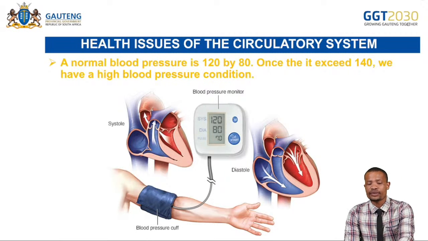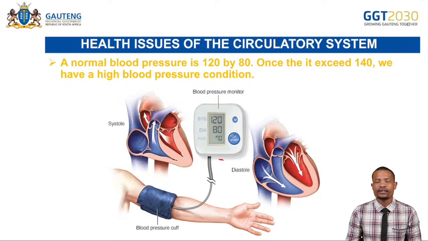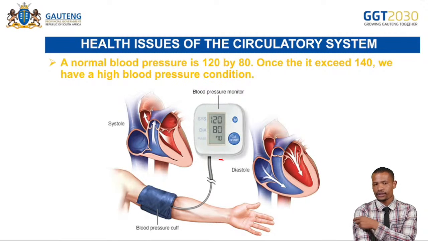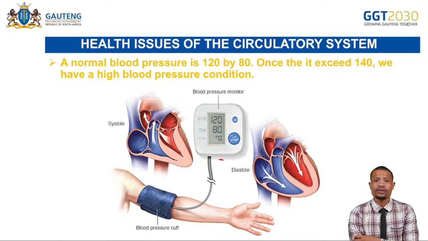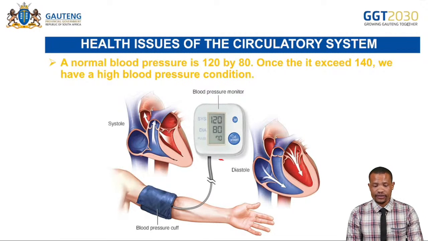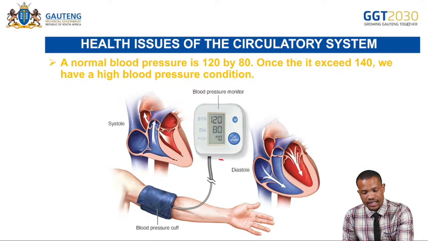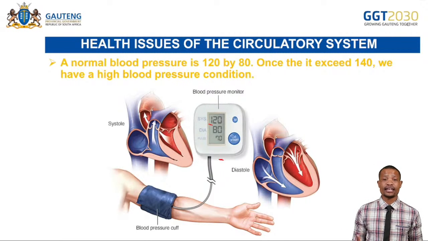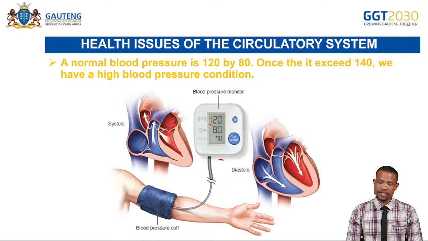Right, I'm sure you're familiar with this machine. When you go to a clinic or a doctor, they put something here on your arm and then they test your blood pressure. Right, so this is basically it. A normal blood pressure would say 120/80, and when this number is above 140, we start saying that you have a high blood pressure condition and you need medical attention.